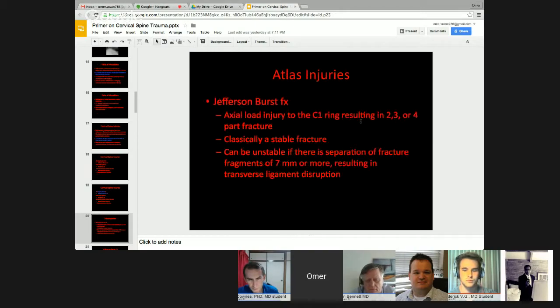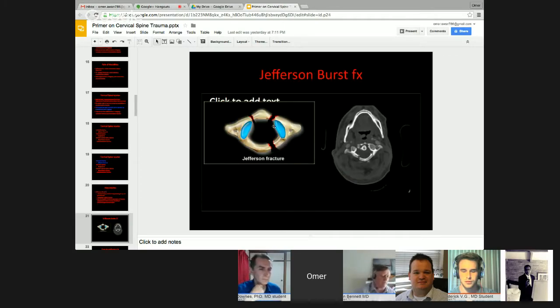So, in terms of the atlas, the C1, the most taught fracture is a Jefferson burst fracture. This is an axial load injury to the C1 ring. Because it's a ring, it has to be broken in at least 2 places, but characteristically, it's broken in 4 places, 2 places in the anterior arch and 2 places in the posterior arch of C1. Classically, this is a stable fracture. It can be unstable depending on if the transverse ligament is disrupted, and we'll talk about that a little bit later. So this is what a Jefferson burst fracture looks like.